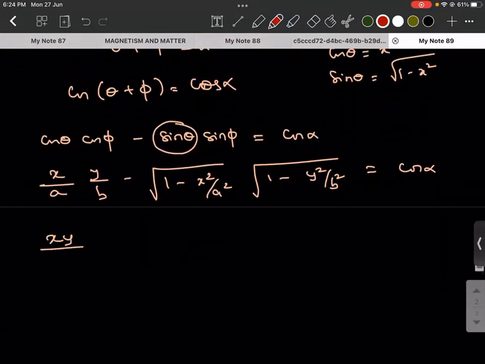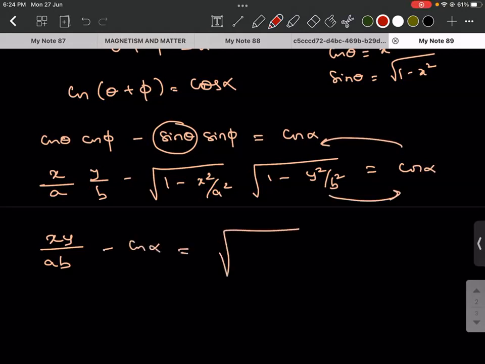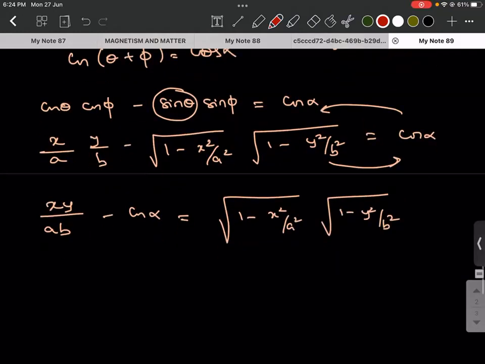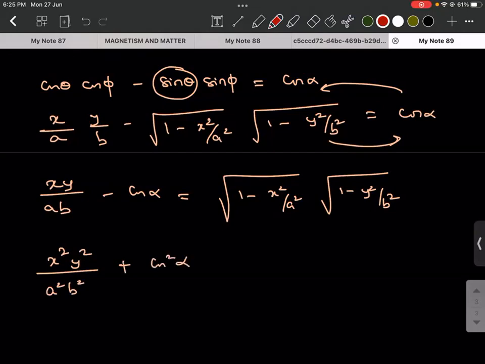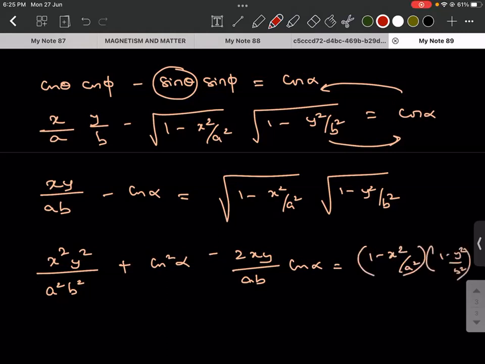So xy divided by ab, I'll bring this cos alpha to this side and this whole expression to the right hand side. Xy by ab minus cos alpha is equal to root of 1 minus x square by a square into root of 1 minus y square by b square. Now can I square on both the sides? By doing it, what do we get? X square y square divided by a square b square plus cos square alpha minus 2xy by ab cos alpha is equal to the square of these two, 1 minus x square by a square into 1 minus y square by b square. Any doubt in this?